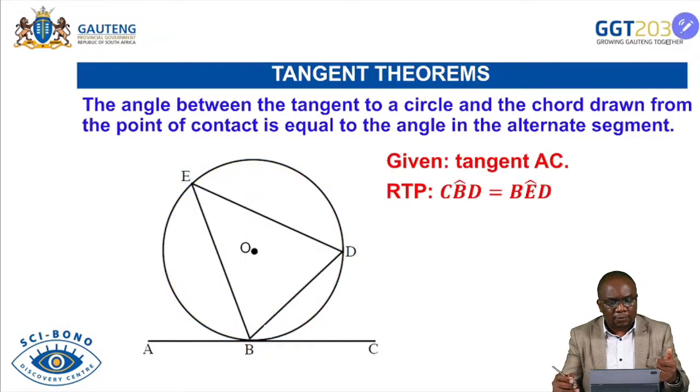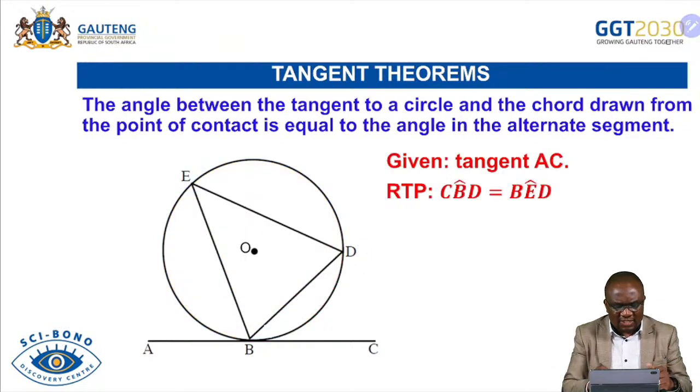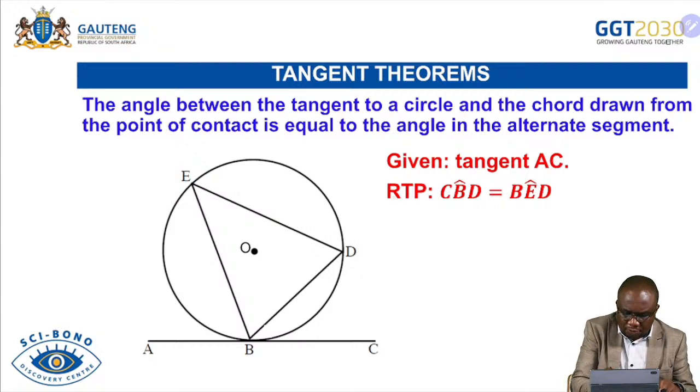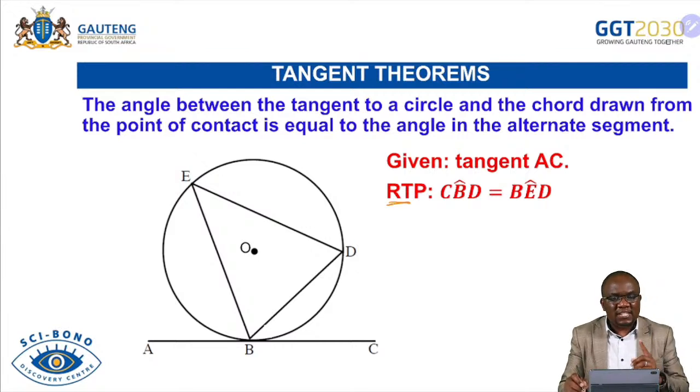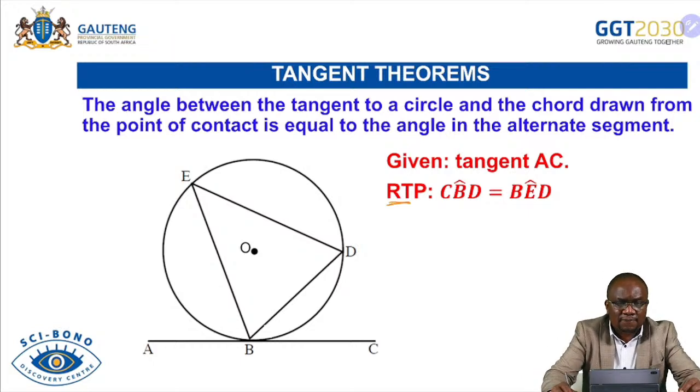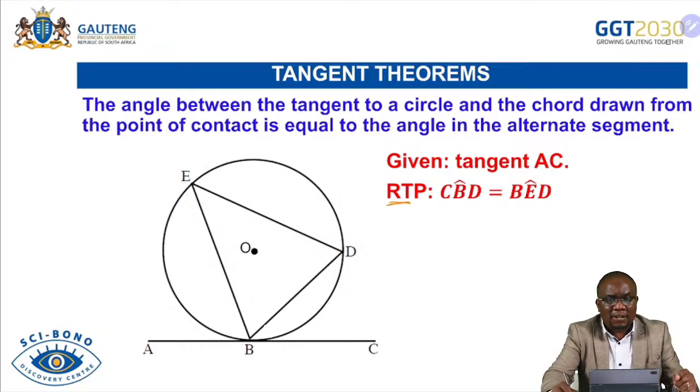Let's go straight to the proof. Now, given tangent AC, I want to slow down now. I think I was moving fast. Given tangent AC, do you see tangent AC? We are required to prove that CBD is equal to BED. I want you to identify those two angles, just for 30 seconds. Identify those two angles, angle CBD and angle BED.